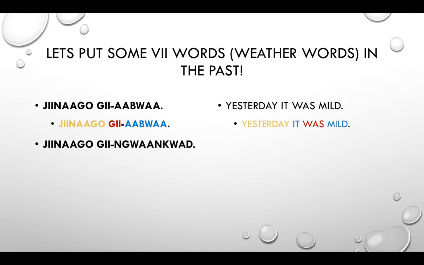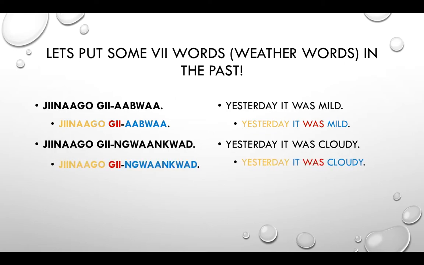Jinaga giinguankwet. That means yesterday it was cloudy. So again, we can see it follows the same color coding pattern here. Jinaga, the yellow being yesterday. Nguankwet being it is cloudy, which is blue. But since we're talking about it being in the past, gii makes it was. So yesterday it was cloudy, as opposed to yesterday it is cloudy.